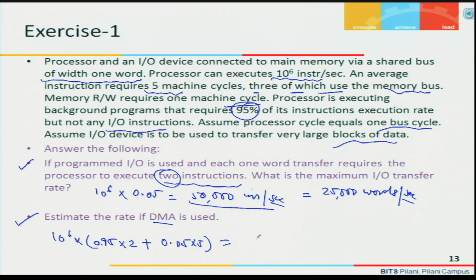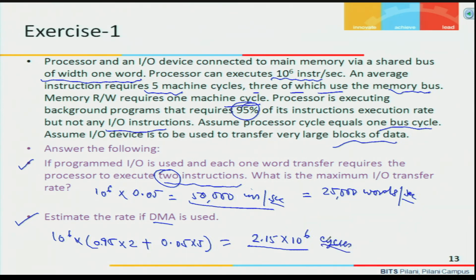If you compute this, you will get 2.15 into 10 raised to the power 6. These many cycles are available. 2.15 into 10 raised to the power 6 cycles can be stolen by the processor.